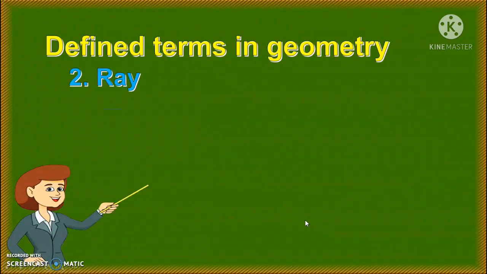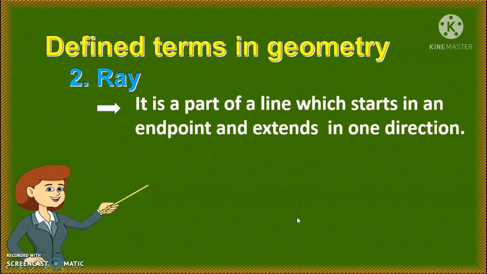Next is the ray. Ray, it is a part of a line which starts in an endpoint and extends in one direction. So, ito makikita natin yung example. Ang start niya is endpoint. So, hindi siya ma-extend dito sa left or sa right ba. Basta ang endpoint, hindi siya na-extend. Fix siya. Pero, yung other side ay arrowhead. So, mai-extend itong other side.